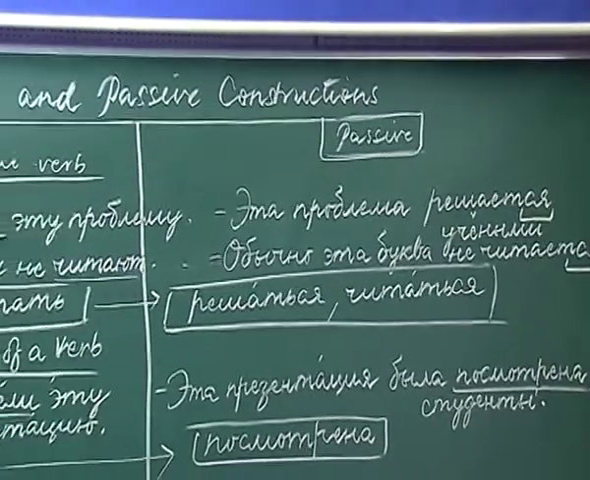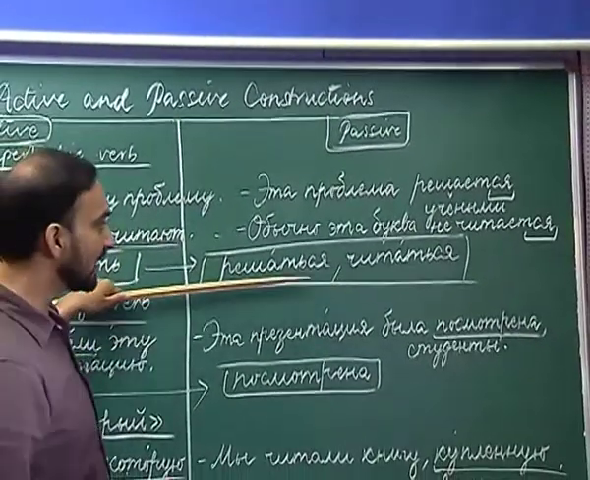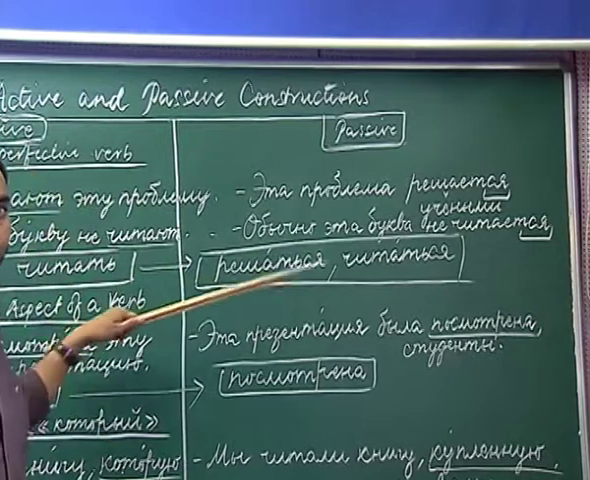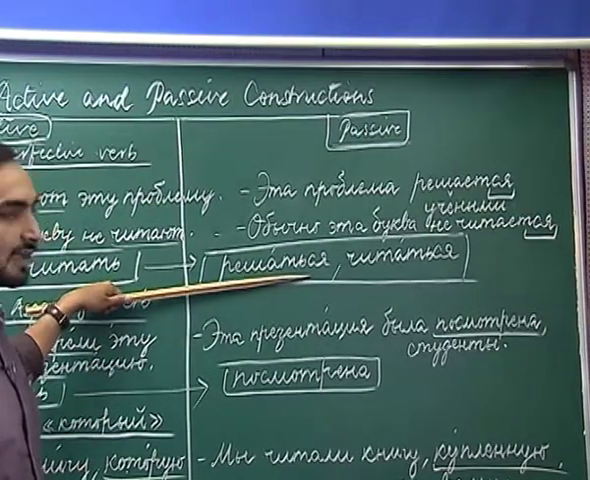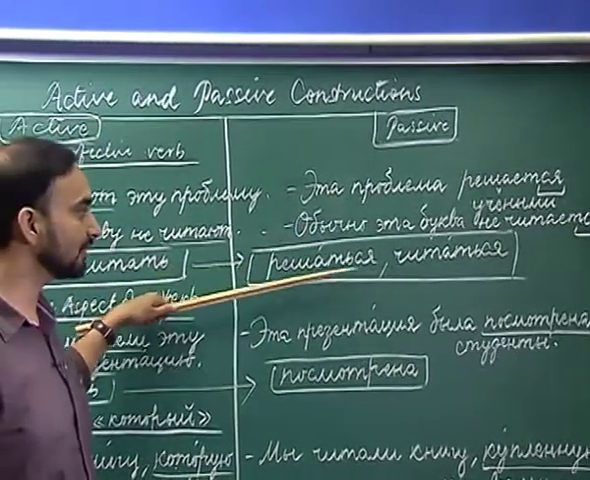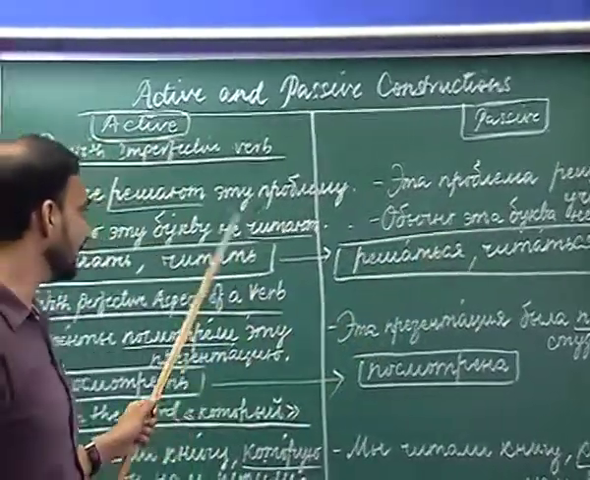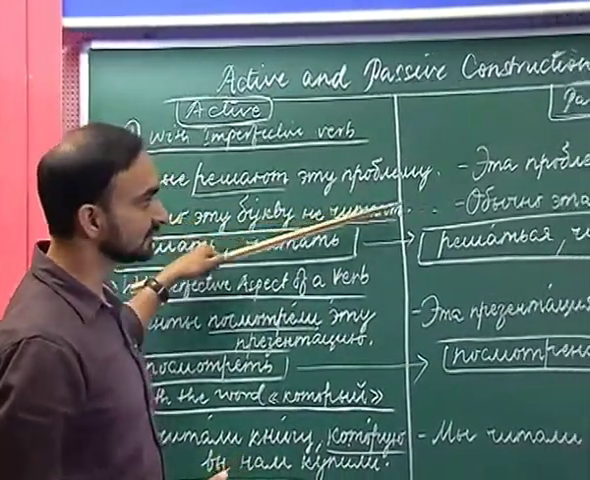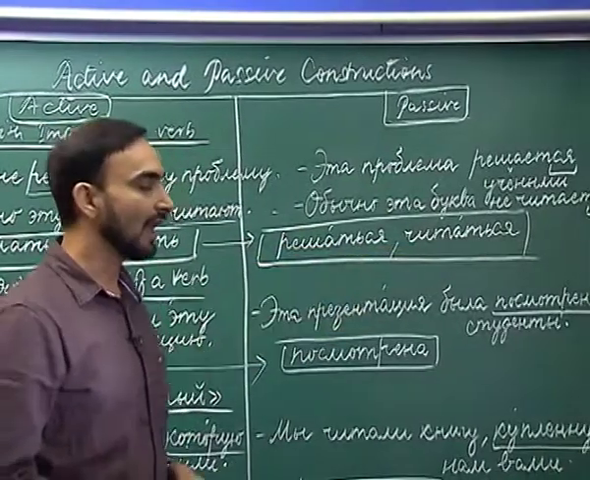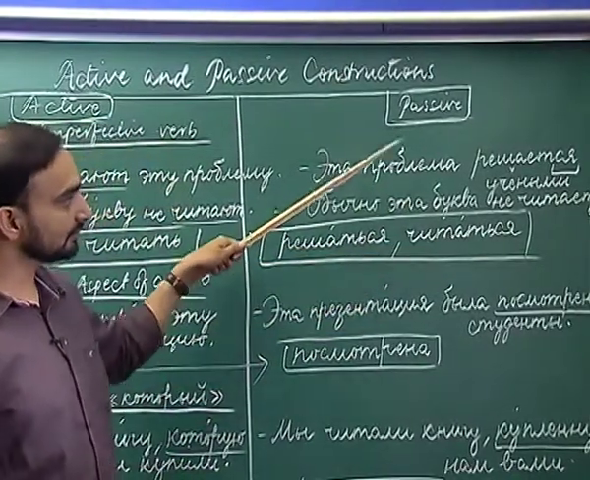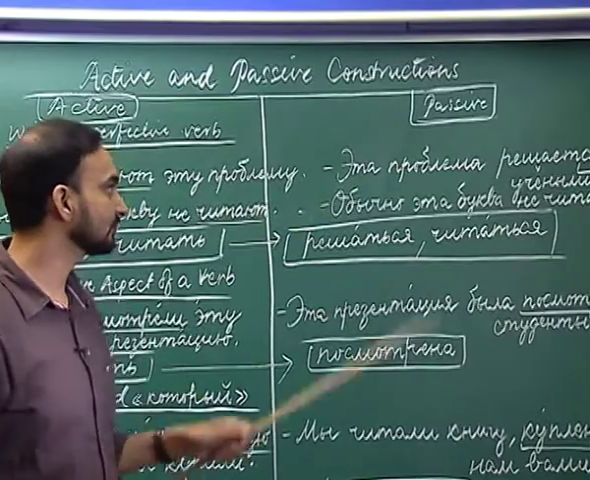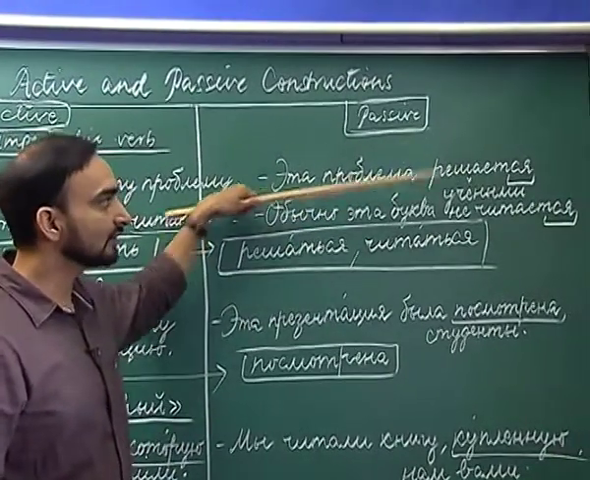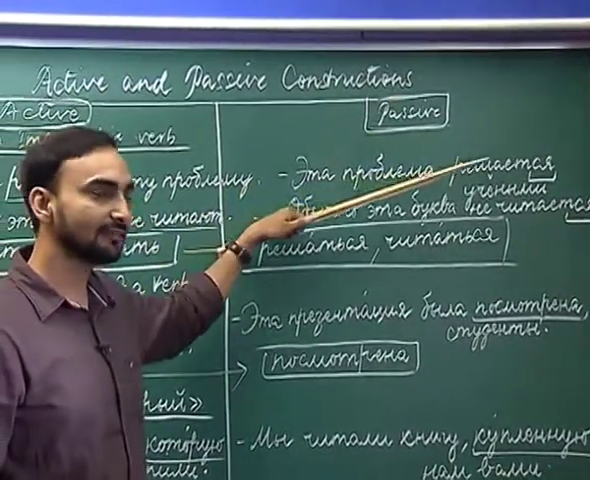So, rishayut will change into rishatsa. So, rishatsa is the reflexive verb from the verb rishat. Similarly, from the verb chitaj, chitatsa. And now you can use them in the passive construction. And how do we change the active construction into passive?